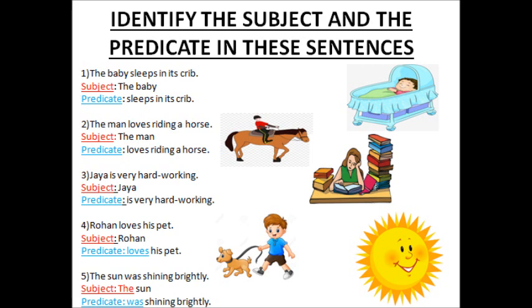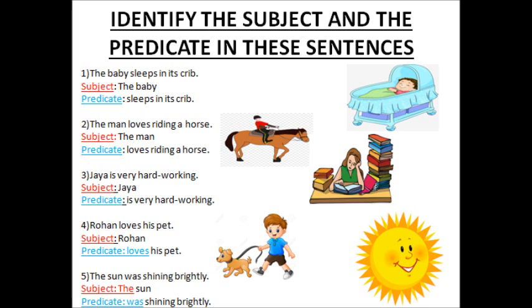The second one is, the man loves riding a horse. So we are talking about the man. So the man is the subject. And what is the action? Loves riding a horse. The third one, Jaya is very hardworking. So we are talking about Jaya. Jaya is the subject. Is very hardworking is the predicate. Next, Rohan loves his pet. So Rohan is the subject. Loves his pet is predicate.